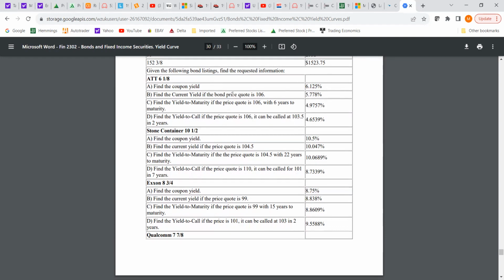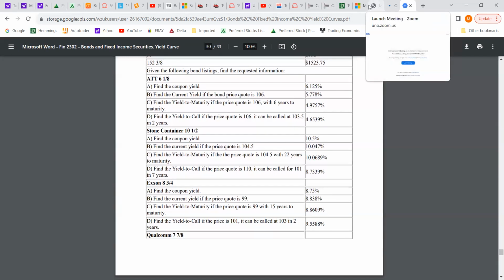Find the current yield if the bond price is trading at 106. So you'd have to take the annual interest and divide it by what? 1060, because it's 106% of 1,000. Here are practice problems. I'd encourage you to do them. And if you're getting the answers right here, then you're in great shape because I'm giving you all the answers to those. All right, so something else I wanted to show you.